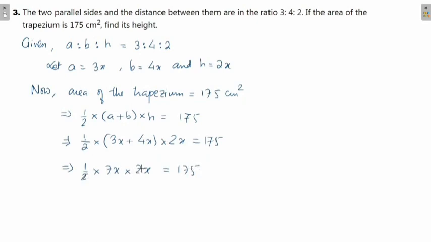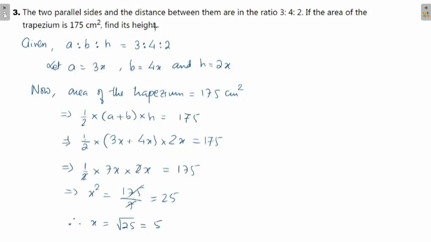So 2 and 2 get cancelled, so we have 7x square. Keep x square here. So 175, bring 7 to the denominator. So do the cancellation. 7 2s are 14, 7 3s are 21, 7 5s are 35, right? So we got x square equals 25. So therefore from here x will be root over 25, which is 5. Okay, so we got the value for x.